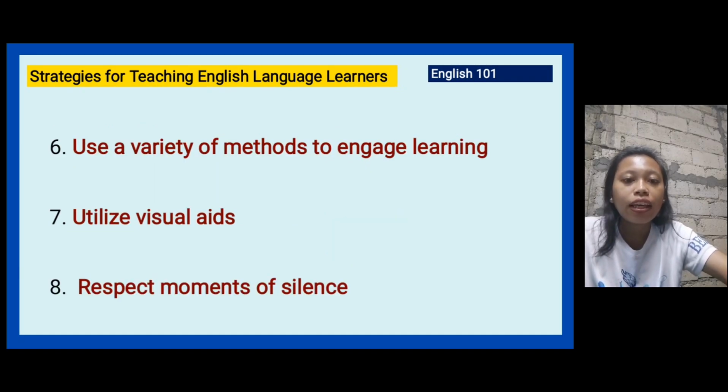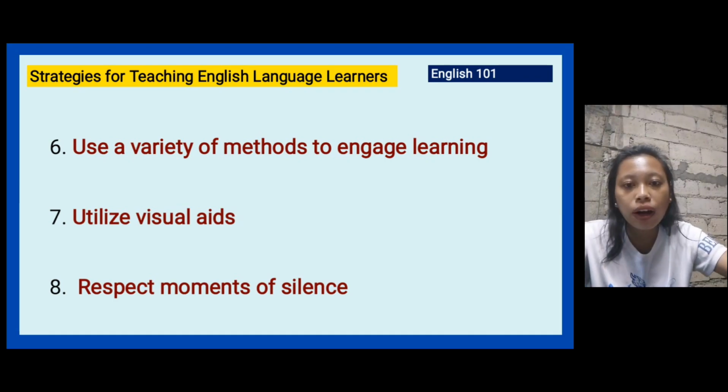Number 6, use a variety of methods to engage learning. Different students learn in different ways. Using a mix of activities like group work, games, visuals, and discussions helps all learners participate and learn according to their strength. This is called differentiated instruction.